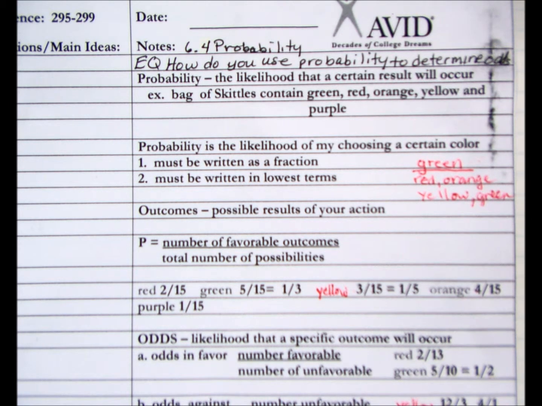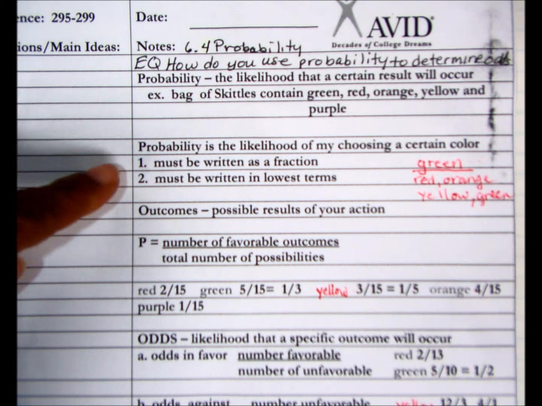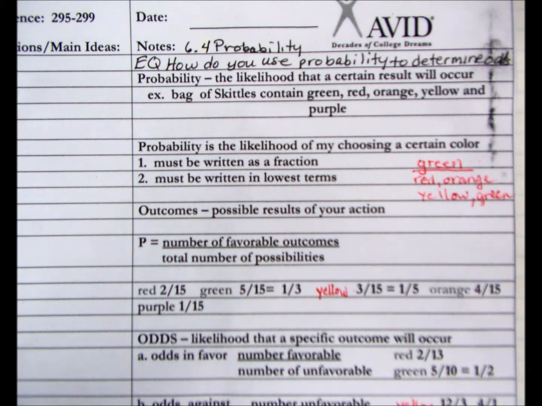Now, probability is the likelihood that a certain result will occur. For example, if we have a bag of Skittles and they contain green, red, orange, yellow, and purple, then our probability is based on how many there might be of any one color. And the probability is the likelihood of my choosing that certain color. So it has to be written this way, as a fraction, number one, and it has to be in lowest terms.